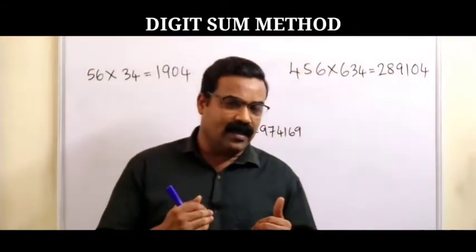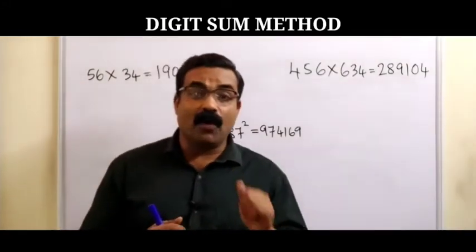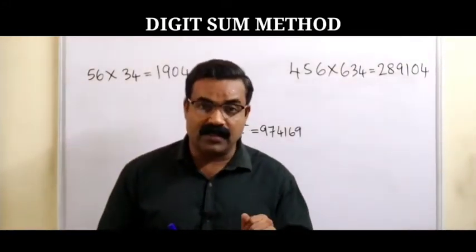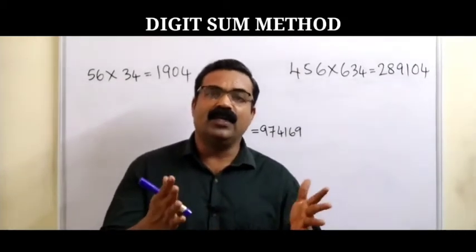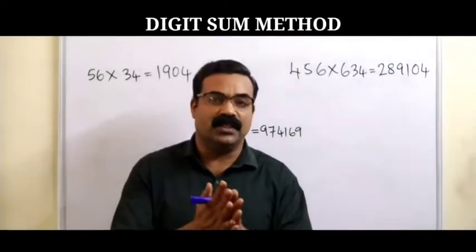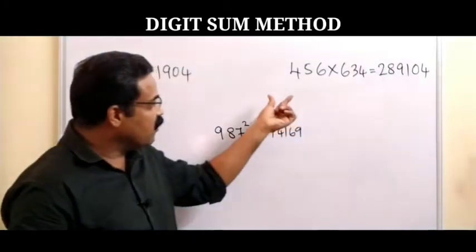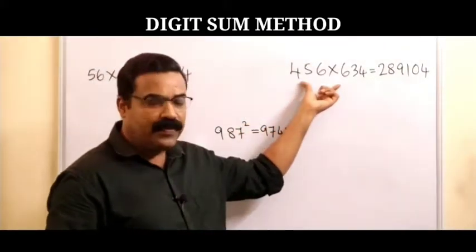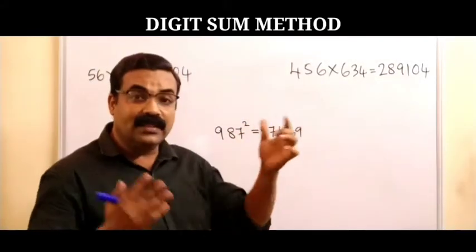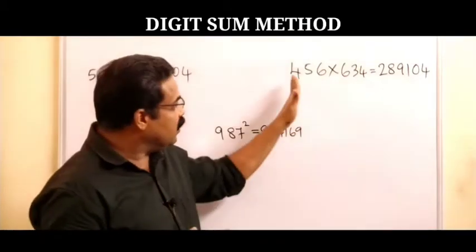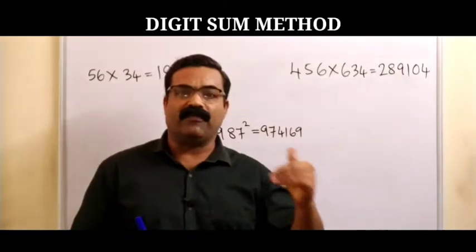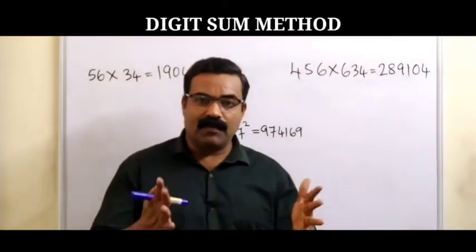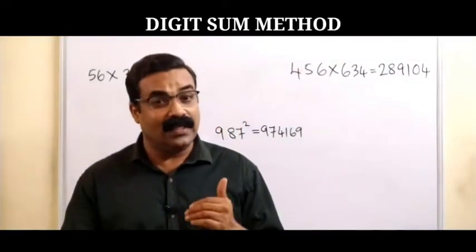The first and important rule we need to understand in the digit sum method is, as the word says, we need to calculate the sum of the digits. Some operations are given here, like multiplication of two numbers. We need to find the digit sum of these numbers. So 4, 5, 6: 4 plus 5 plus 6 equals what? The sum of the digits. That is why it is called the digit sum method.